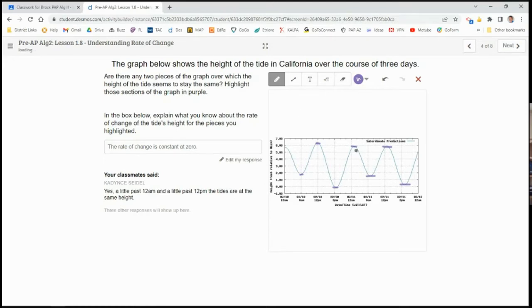And some of the days are pretty close to the same day it was before. Sometimes the high tide's a little different, but it's close. But then the rate of change is 0 for those few minutes each day, each time.